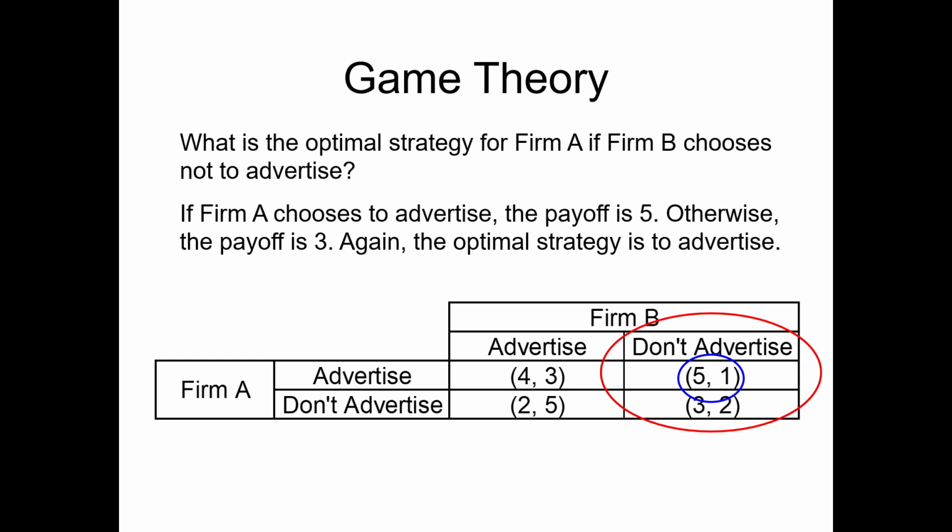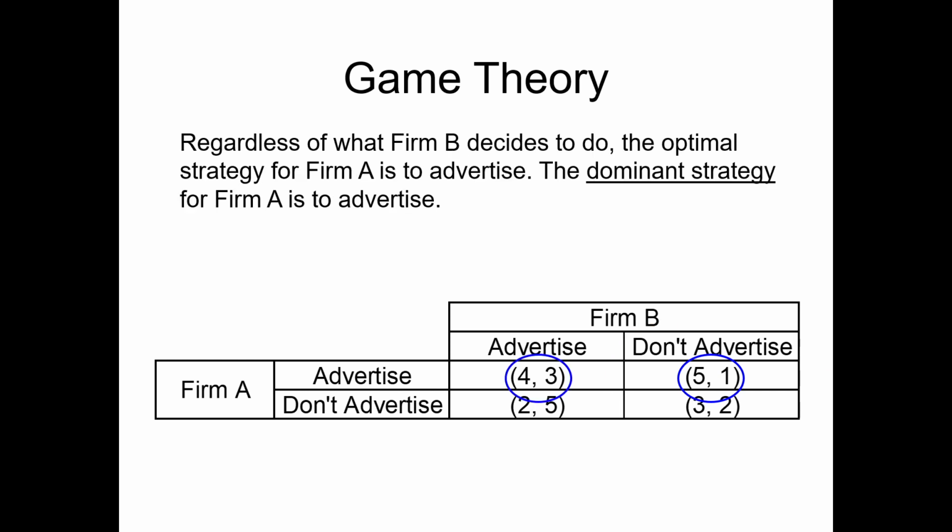They have to choose to advertise here, regardless of what firm B decides to do. That is the main thing. They do not know what the other firm does, and they choose on their own, and that can be called the optimal strategy of firm A. They have just chosen to advertise. So the dominant strategy of firm A is to advertise.